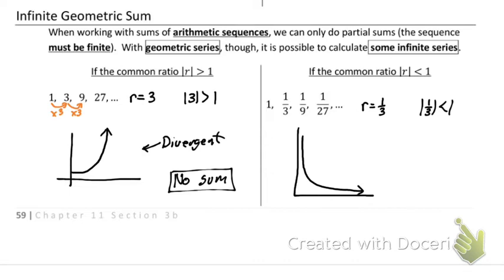Now, eventually, this is going to reach 0 at infinity. Infinity is weird, but we can actually get that value. We know what happens when this converges at 0. So this is called convergent.